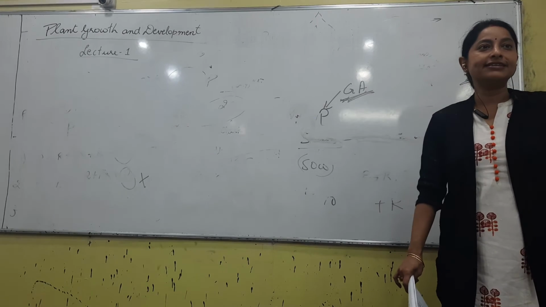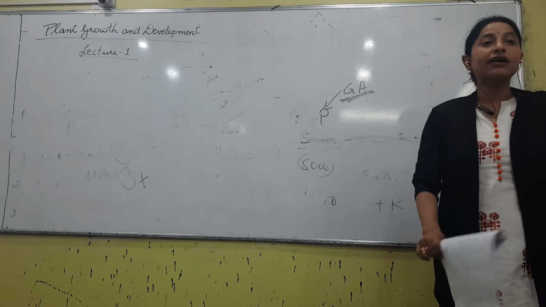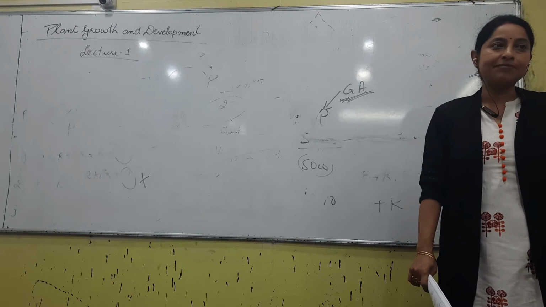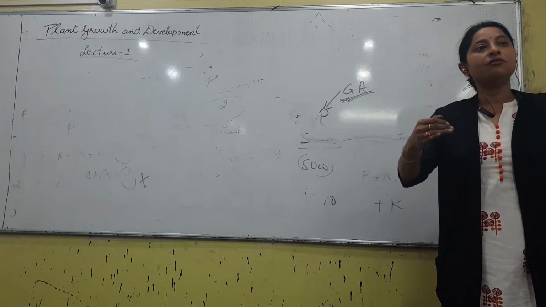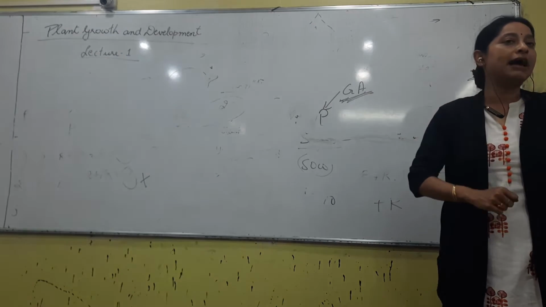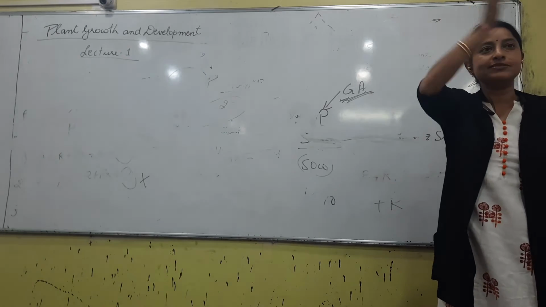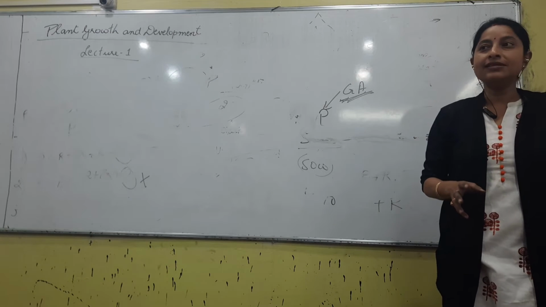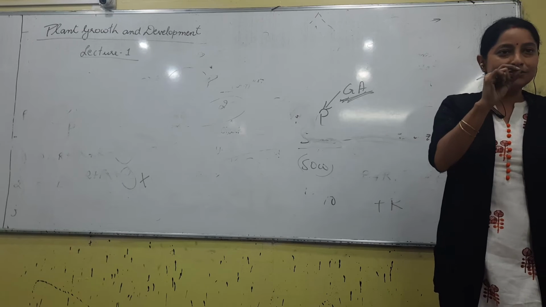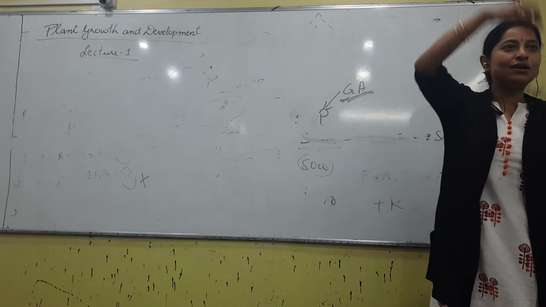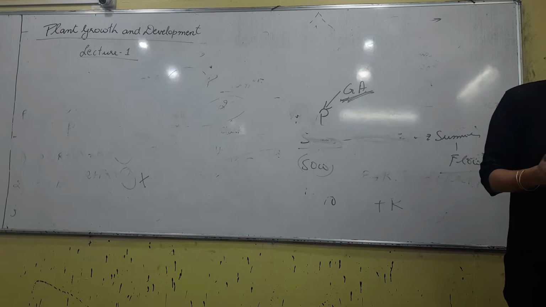Anti-dwarfism. You have a dwarf plant. What do you give to make the plant tall? Gibberellin. You have a cabbage, which has a stem and leaves in a compact rosette structure. If you apply gibberellin from outside on a cabbage, what will happen? The compact internodes will separate, the leaves will become separated and the plant will become tall. So anti-dwarfism is the work of gibberellin.